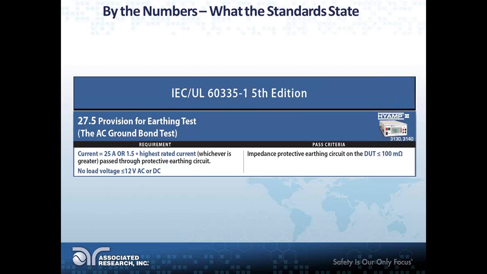Let's look at one more standard, the 60335 5th edition for household appliances. Very similar to the medical device standard, they say 25 amps or 1.5 times highest rated current, whichever is greater, which I believe is the exact language of the medical device standard, aside from the plus or minus 10% deal. Their no-load voltage is a little looser. They say 12 volts AC or DC instead of the 6 volts of the medical device standard, but the benchmark's the same. Again, you see this 100 milliohm number.